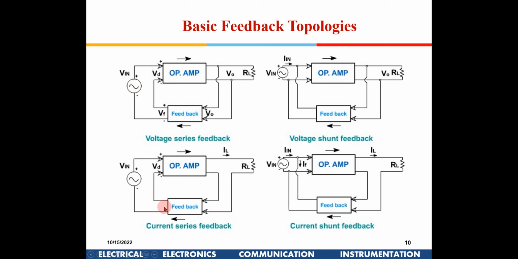Or you can, that becomes series, because it is being given in series. Or when you want to give a current feedback out here, it will be in parallel. So in that case, it will be a shunt feedback. So these are the four different kinds of feedback topologies.